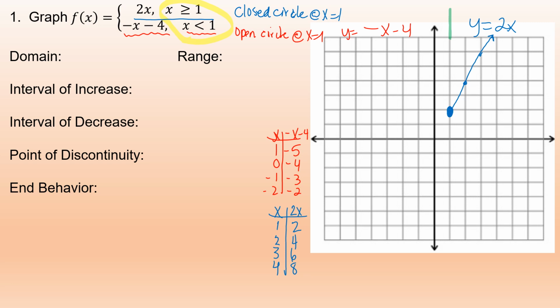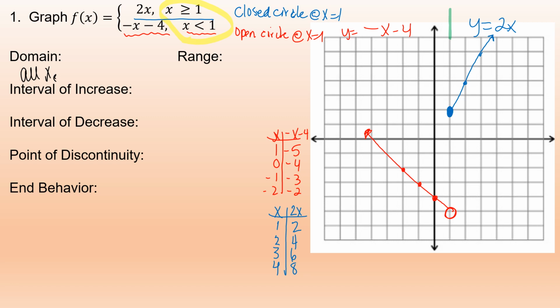So when x equals 1, for the second part of the function, the y value is negative 5. And I need to have an open circle at that particular point. Then I'm at 0, negative 4, negative 1, negative 3, negative 2, and so forth. Continue that function following its pattern using its slope. There you go.